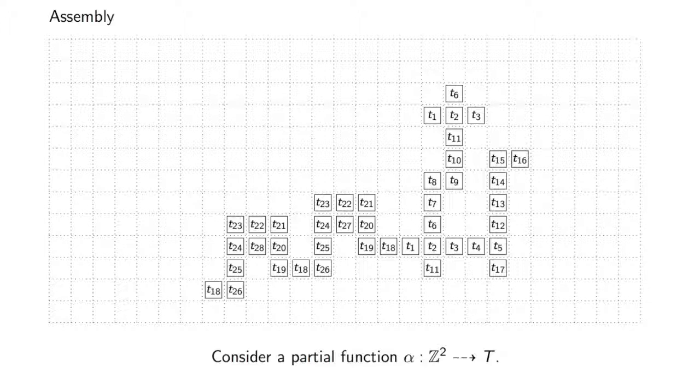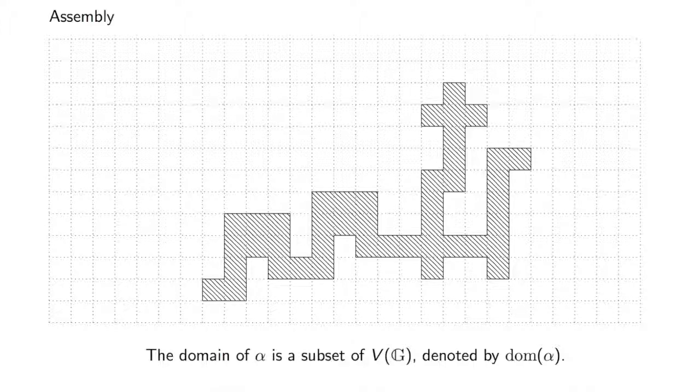More formally, this placement of tiles is a partial function alpha. This function associates a tile type to each position of the grid occupied by a tile. The domain of the partial function alpha is a subset of positions of the grid graph. We represent here the subset.